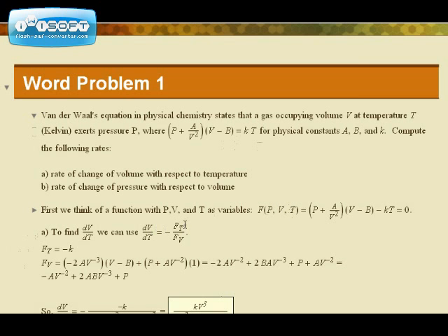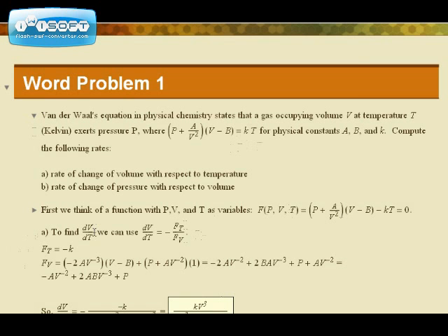dV/dT is negative partial of f with respect to T over partial of f with respect to V. So we saw that little trick last time. So I'm going to do that. I'm going to move this KT over to the other side. So I have this stuff equals 0. And then I can go ahead and set my function equal to all that, and then it equals a constant. And now I can use this as my function f.